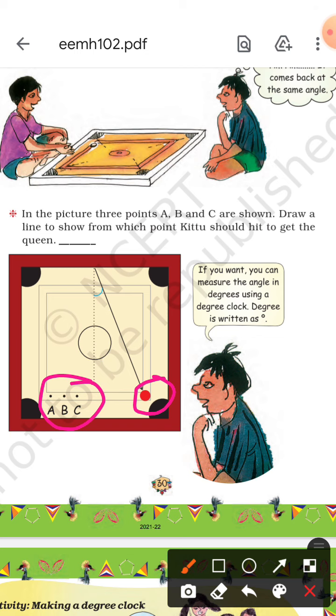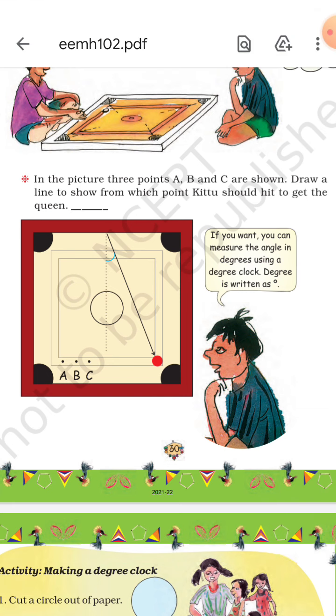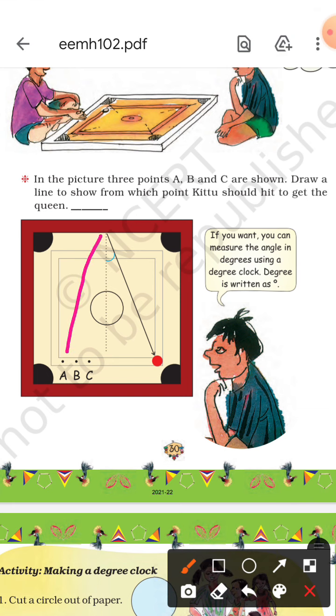Now if you want, you can measure the angle in degrees using a degree clock. So here we have to use the A point. From A point, Kittu should hit to get the queen, because on both sides we have to make the same angle to get the queen in the pocket.